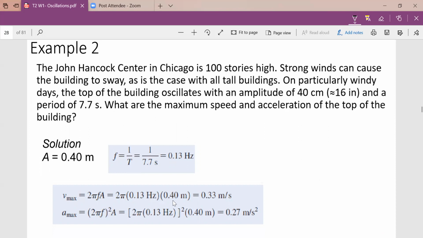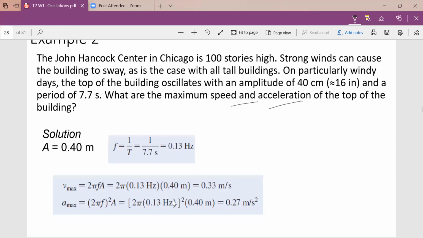Strong wind can cause the building to sway, and this is the case for all tall buildings. Now the question comes up. On a particular windy day, the top of the building oscillates with an amplitude of 40 cm and a period of 7.7 seconds. What are the maximum speed and acceleration at the top of this building?